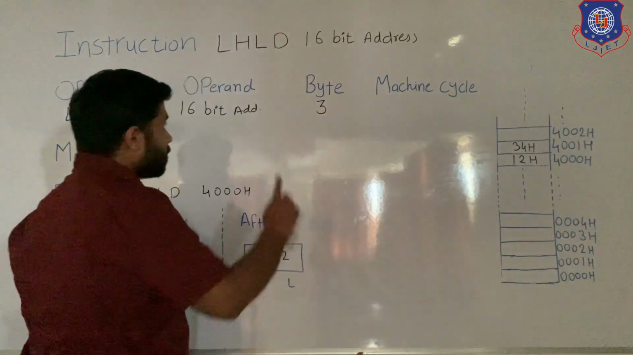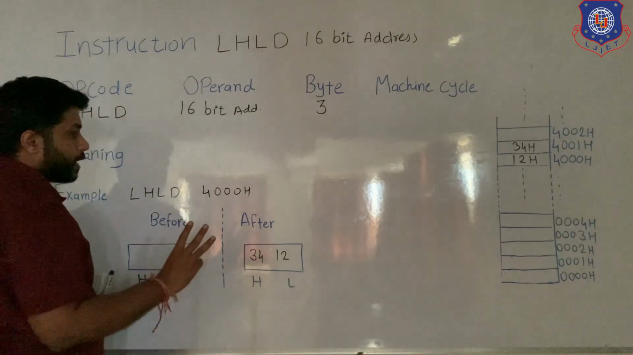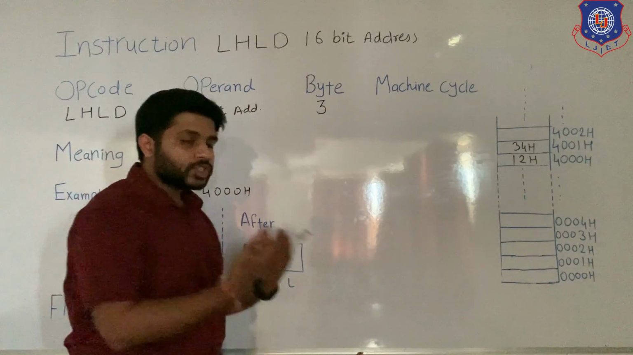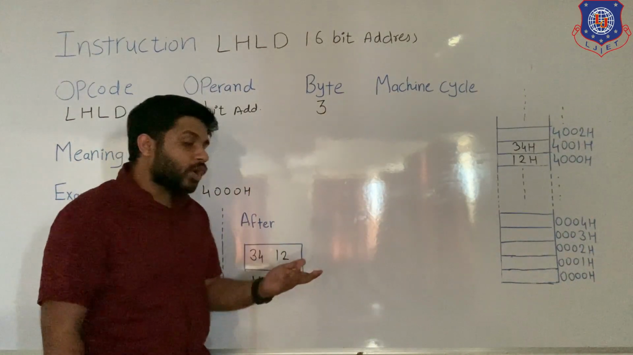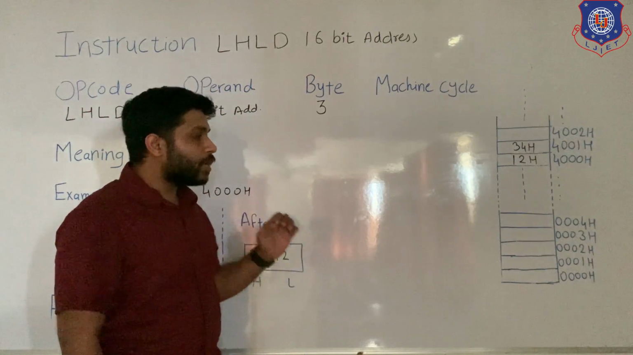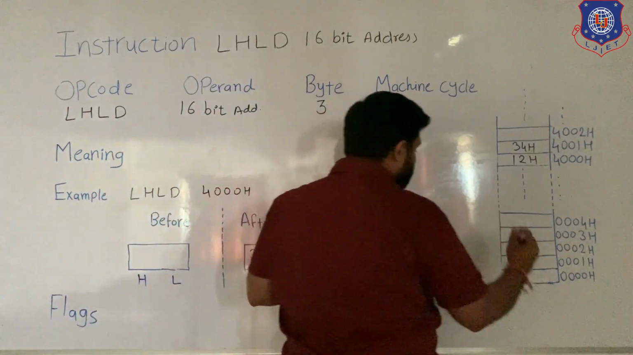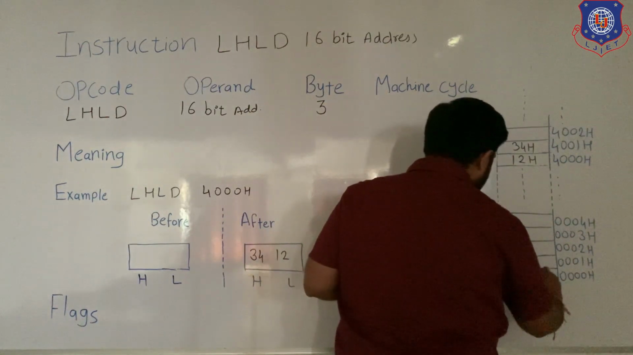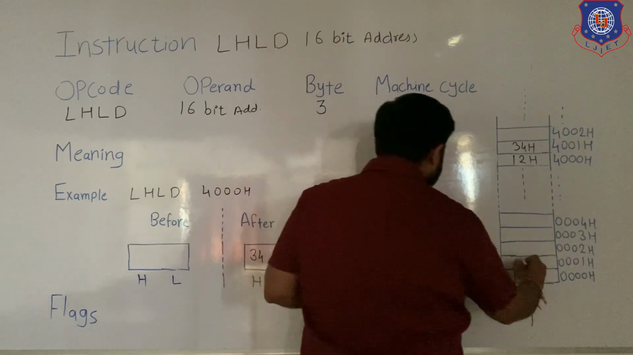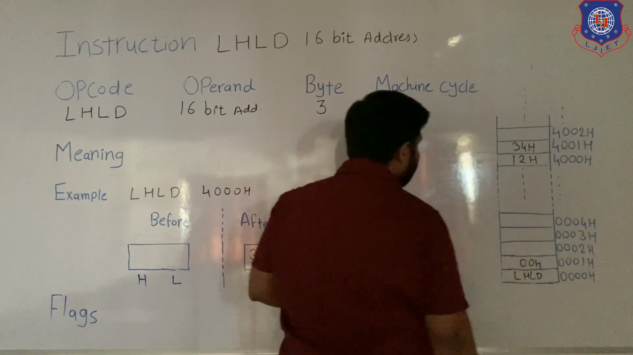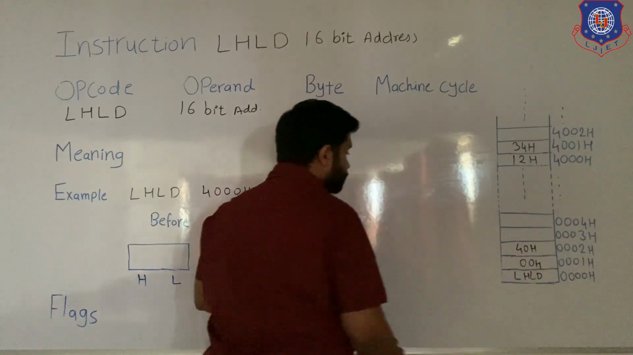Now let's see the machine cycle. This instruction is of 3 bytes. So when you give this instruction to the memory, it will be stored from the starting location. Because it is a 3 byte instruction, it will occupy 3 consecutive memory locations. In the first location, the opcode will be stored, which is LHLD. In the next location, the lower byte of the address will be stored, which is 00H. And after that, the higher byte of the address will be stored.